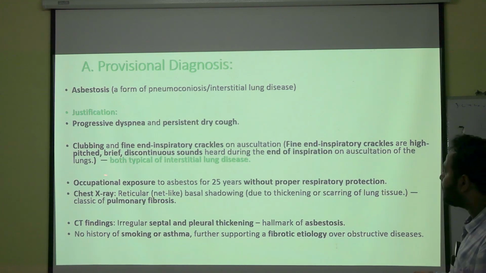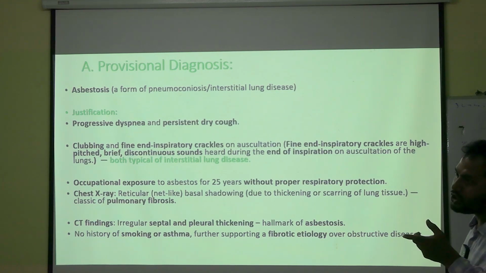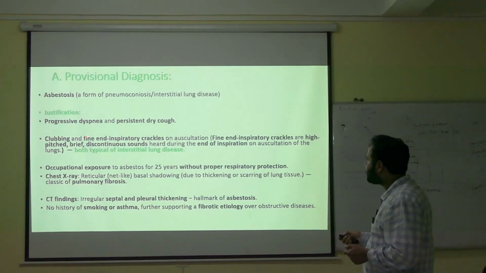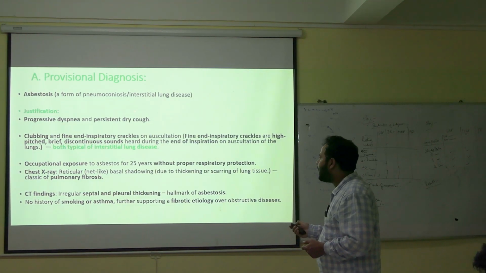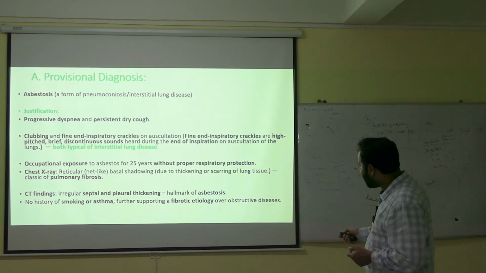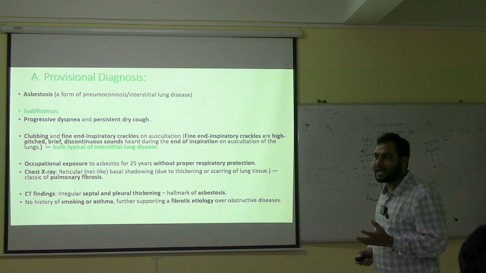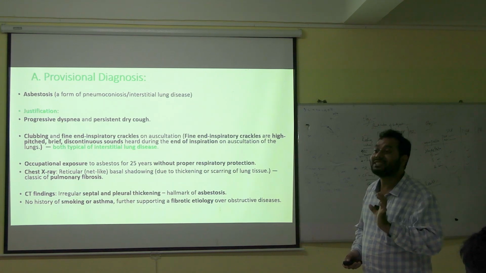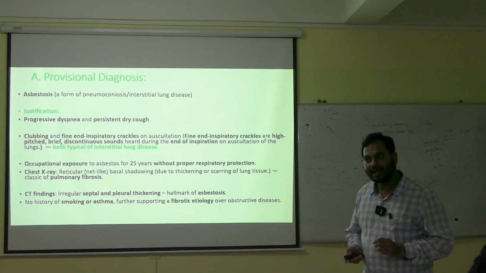Here, the most important points we should mention during the justification of the disease are, obviously, inspiratory crackles, dyspnea and dry cough. Other than this, long-term exposure to asbestos, and along with this, the formation of scar tissue, or scarring of lung tissue. These are the most important pieces of information which support the development of the disease, that is, asbestosis.